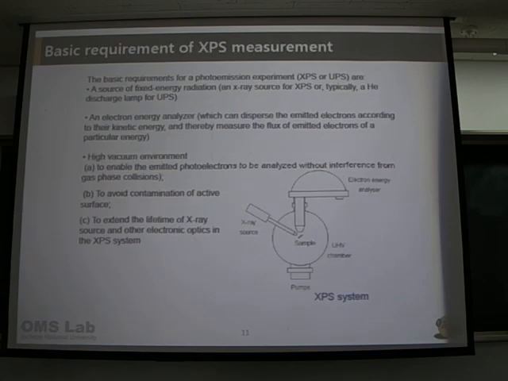The basic requirements for a photoemission experiment, like XPS measurement, are a source of fixed-energy radiation, an electron energy analyzer, and high vacuum equipment. Ultra high vacuum is very important. So these machines have the X-ray source, the sample, and the electron energy analyzer or detector, and this part shows the UHV, the ultra high vacuum. Without this vacuum, it cannot measure the surface.